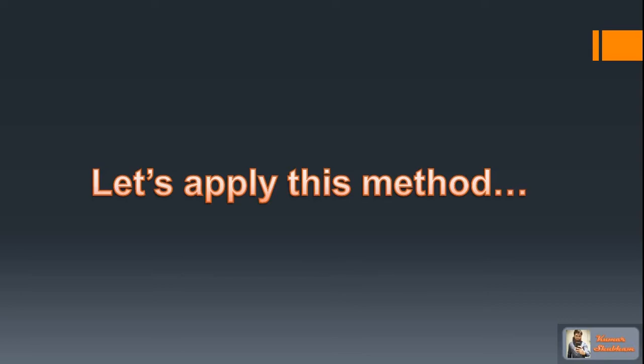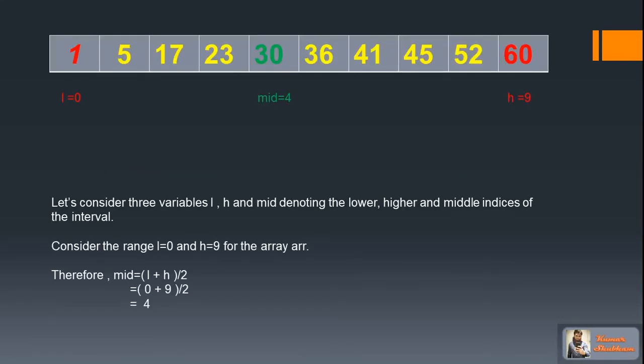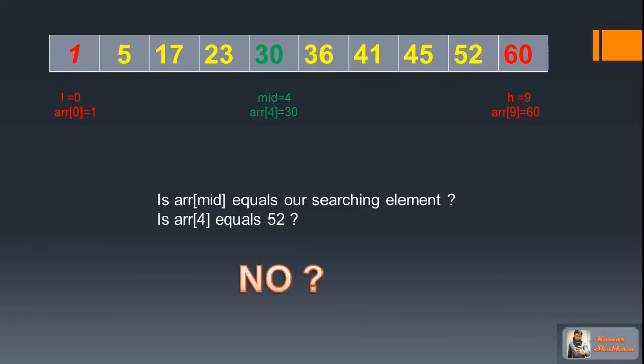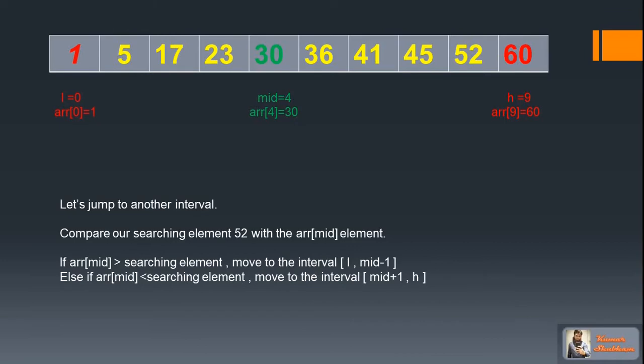Let's apply this method on our example. Let's consider three variables L, H, and mid, denoting the lower, higher, and middle indices of the interval. Initially, we have to operate on the full array. So, L equals 0 and H equals 9 for the array ARR. Therefore, mid equals (L + H) / 2, that is (0 + 9) / 2, that is 4. Then we compare the element at the mid position to the key. Is the element at the fourth index 52? The answer is no. So let's narrow the interval.